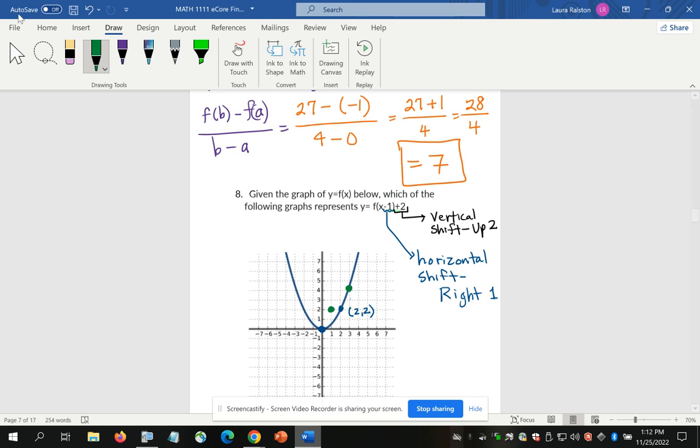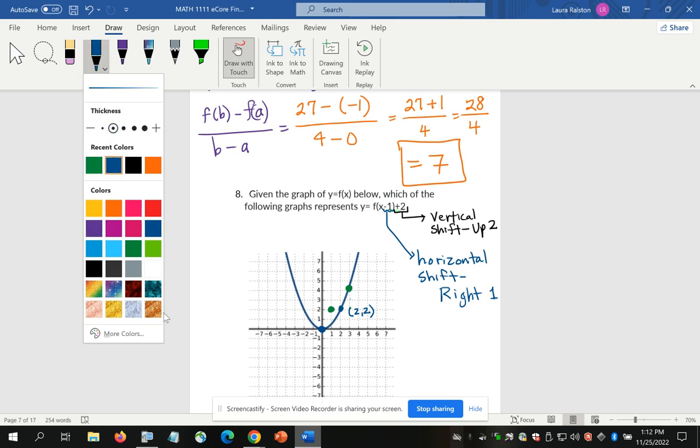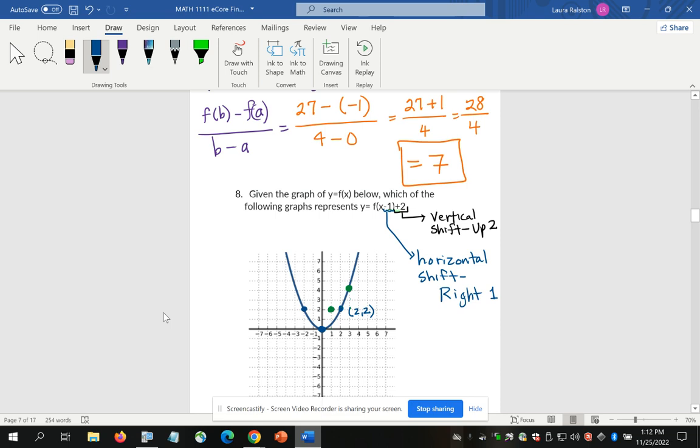I could also do the same thing on the other side with the point -2, 2, and shift it right 1 and up 2. Again, that just gives me the new location. So for my new graph, I'm going to look for where my center point is at 1, 2, and it also includes the points 3, 4 and -1, 4. Again, it just gives you the basic idea. You have to remember how to shift it up, down, left, and right.